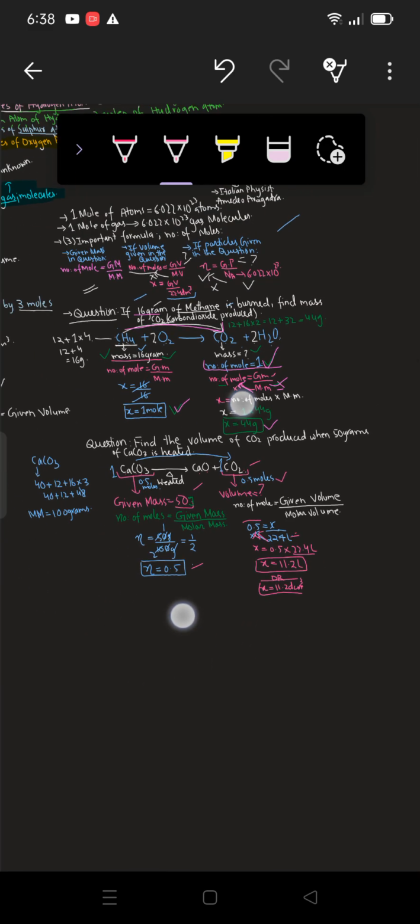This is how we calculate the volume of something when there is basically given the mass of something from the reactant side, right? So in the next video we're gonna solve one more question. Afterwards we're gonna start our next topic.